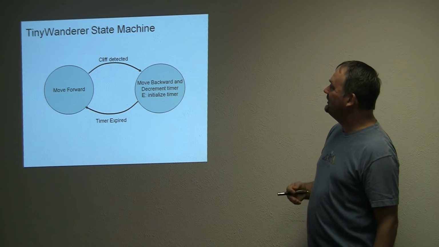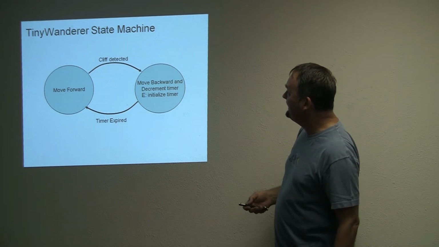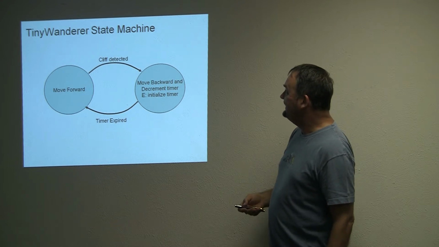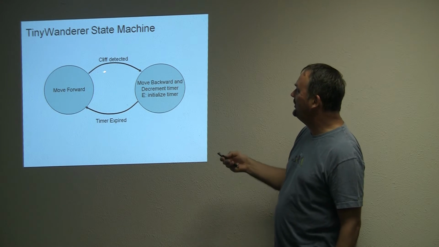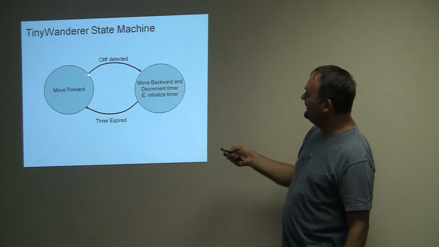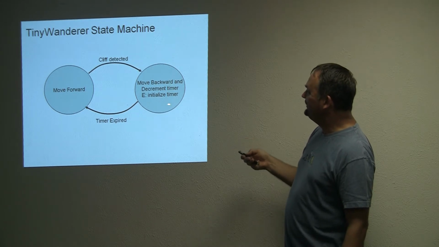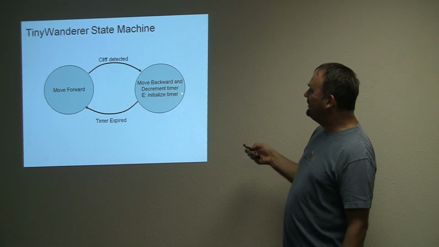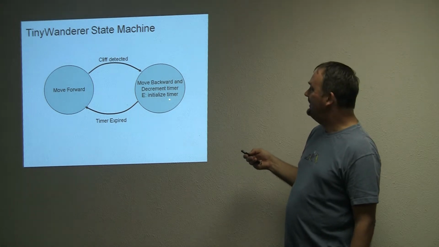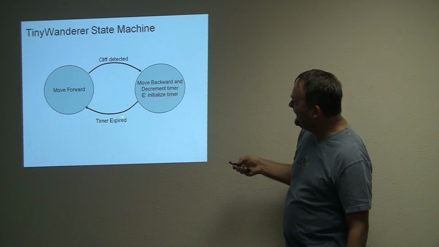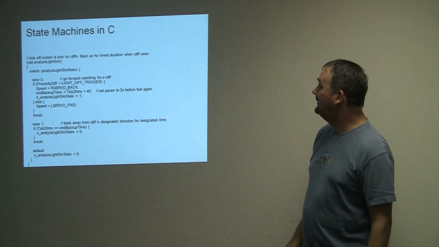So this tiny wanderer has a couple of significant state machines in it. One is the cliff detection state machine. One state is moving forward. The trigger that exits out of that state is a cliff is detected. That moves to a state where it moves backwards and decrements a timer. On entry, it initializes a timer. The trigger out of that state is the timer expired, and then it goes back to the move forward state.